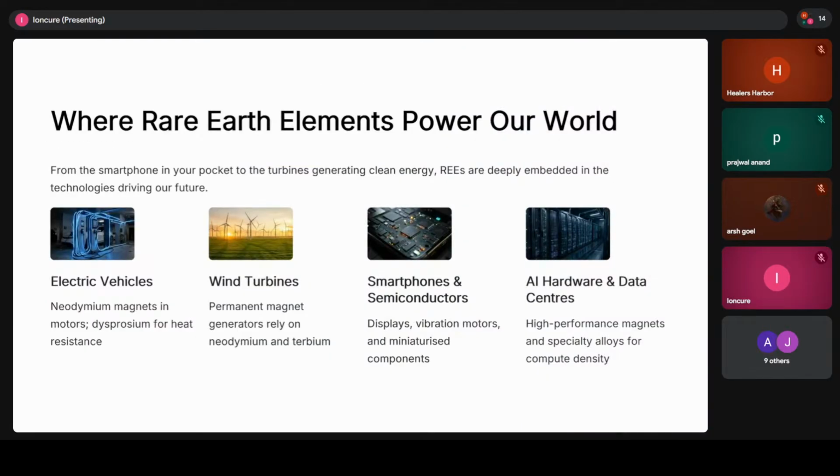This slide shows how deeply rare earth elements are integrated into modern technologies. In electric vehicles, neodymium magnets are used in motors while dysprosium improves heat resistance. Wind turbines depend on permanent magnet generators, and smartphones and semiconductors use rare earths in displays, vibration systems, and miniaturized electronic components. Even AI data centers and high performance computing systems depend on rare earth based hardware components. So, rare earth materials are not limited to one industry, they support the entire modern technological ecosystem.